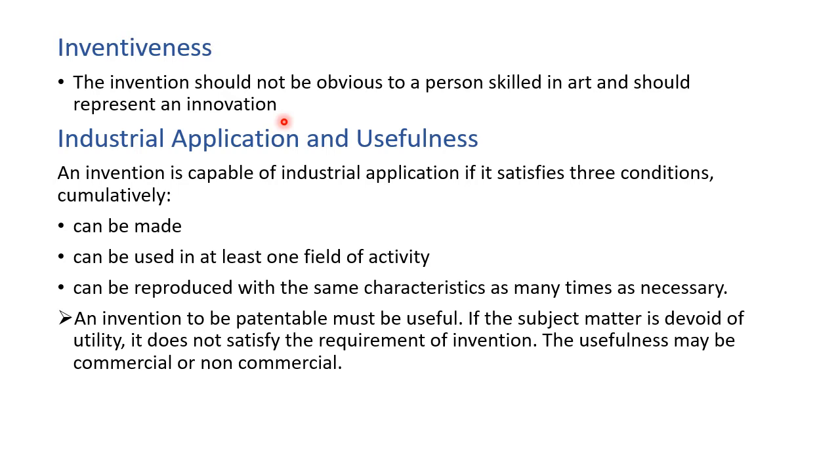Next, the third requirement is industrial application and usefulness. An invention is capable of industrial application if it satisfies the following three conditions cumulatively. That is, it can be made, meaning it should be able to be synthesized, it can be used in at least one field of activity, and it can be reproduced with the same characteristics as many times as necessary. Industrial application means large scale production, so it can be reproduced with the same characteristics as many times as necessary.